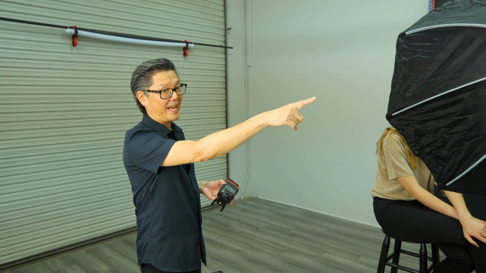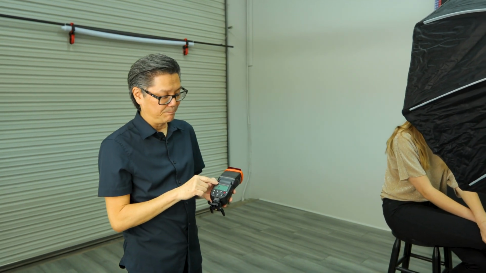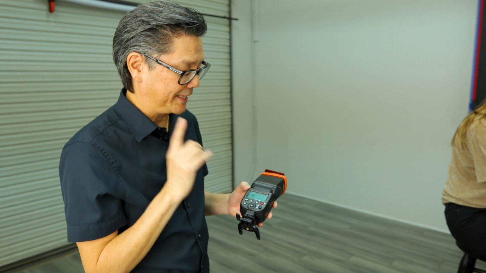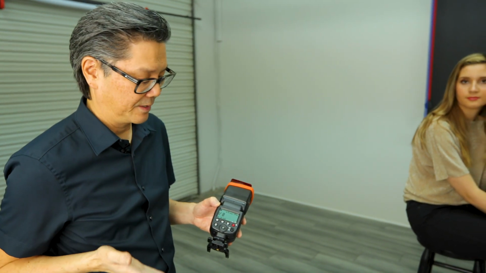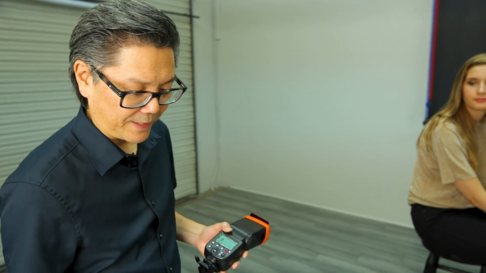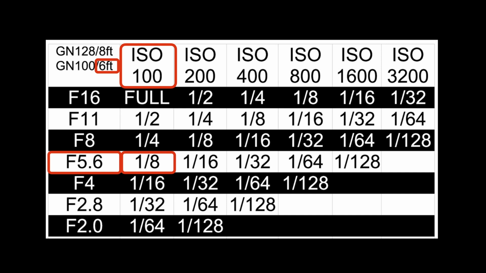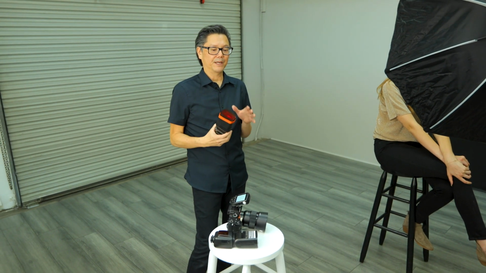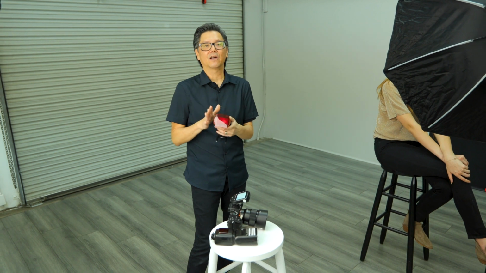So this is A, this is going to be B. So I have to set this on B. So now I have independent control, but the channel has to be the same, okay? And so according to my flash calculator at 5.6, I should be at 1/8 power at 6 feet away. So what I'm going to do is use a second light, but I'm gonna put a gel on it.